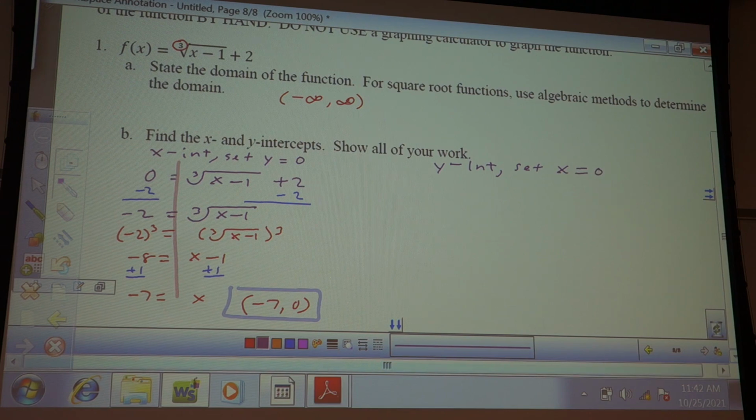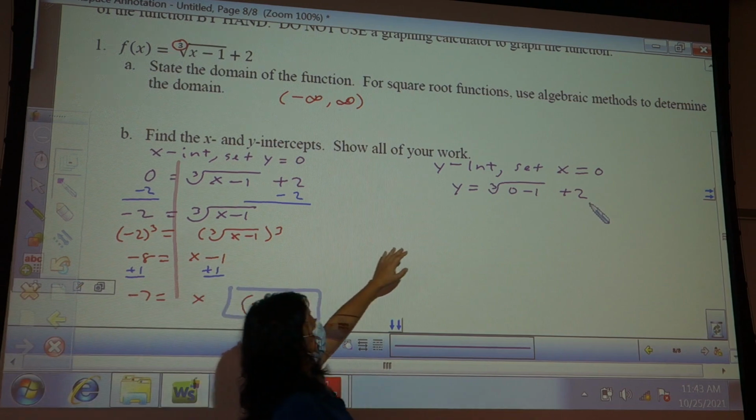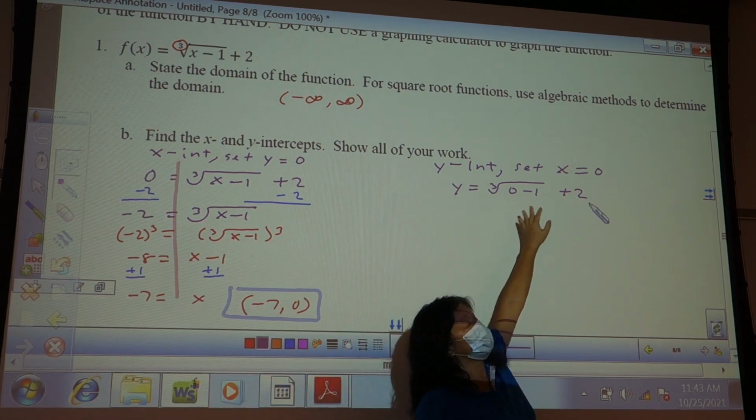Oh, there's no dividing. Okay, so this one, we're going to set x equal to 0. Y equals the cube root of 0 minus 1 plus 2. Is this what everybody has down? Good? All right, then find the cube root of 0 minus 1.